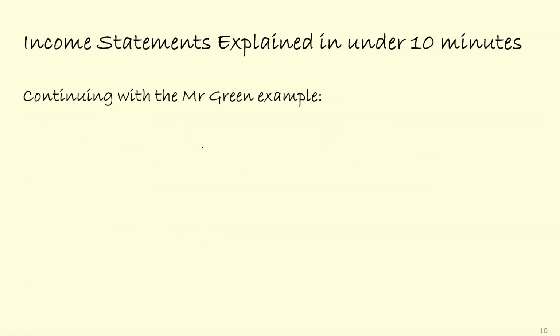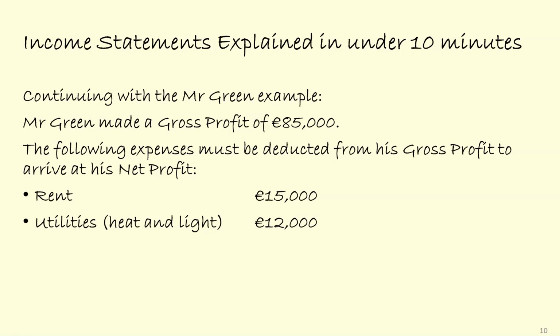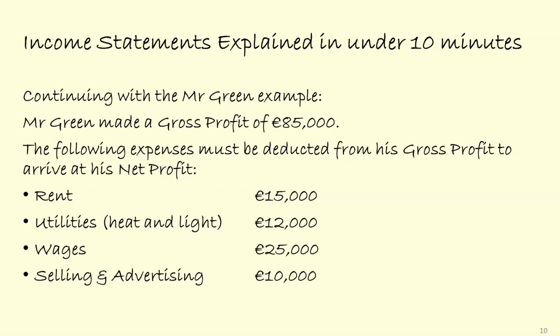Now continuing with the Mr. Green example, Mr. Green made a gross profit of 85,000. The following expenses must be deducted from his gross profit to arrive at his net profit. So I'm just going to put figures on those expenses we mentioned a few seconds ago. So rent, let's assume it's 15,000. Utilities, heat and light come to 12,000 for the year, remember. Wages, 25,000 for the year. And selling and advertising expenses come to 10,000 for the year.